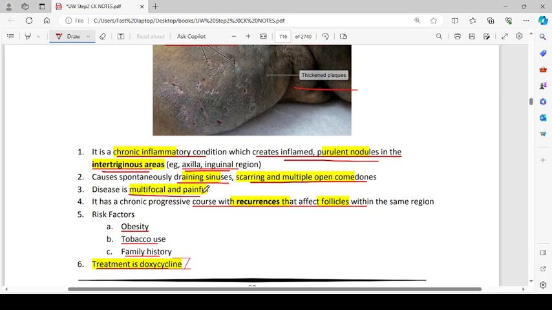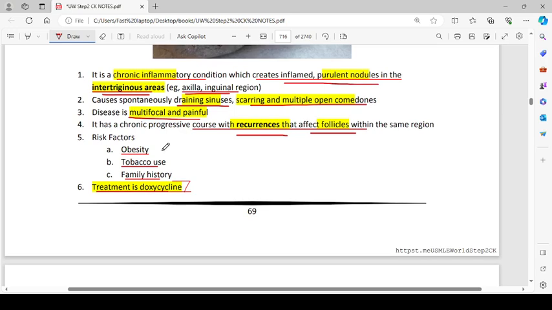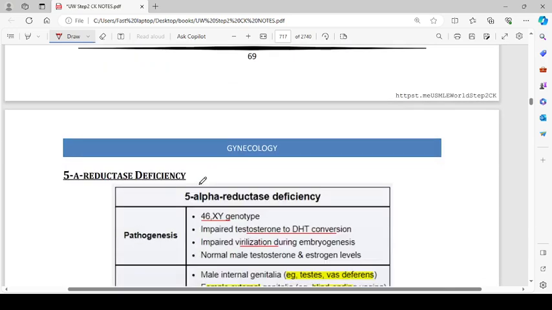The disease is multifactorial and painful. It has a chronic progressive course with recurrences that affect the follicles within the same region. Risk factors are obesity, tobacco use, family history, and treatment is with doxycycline.